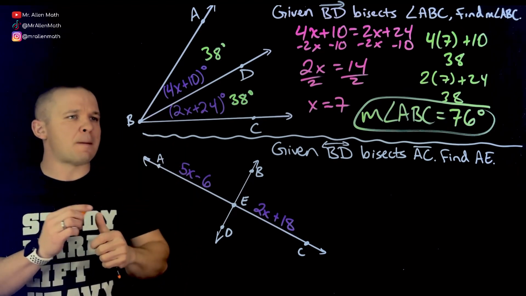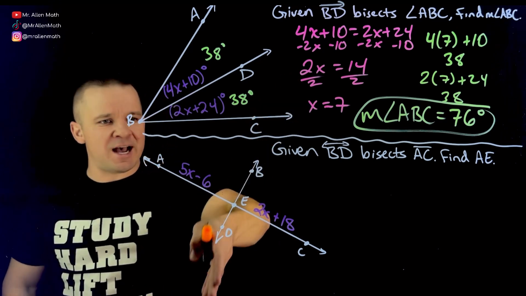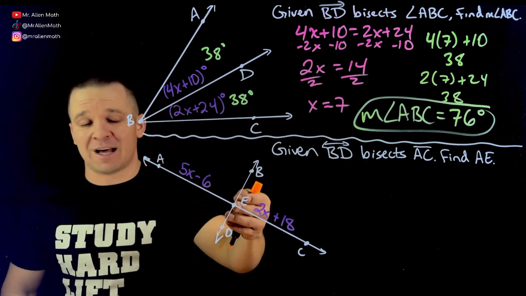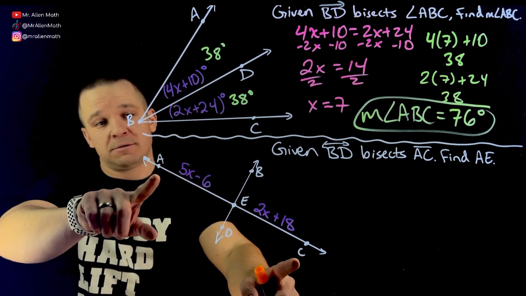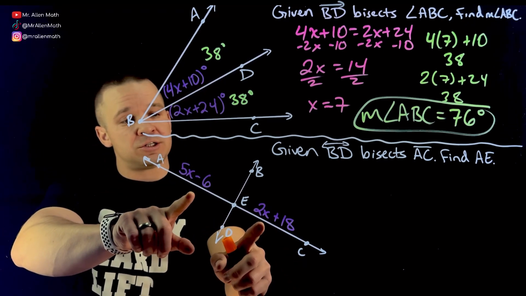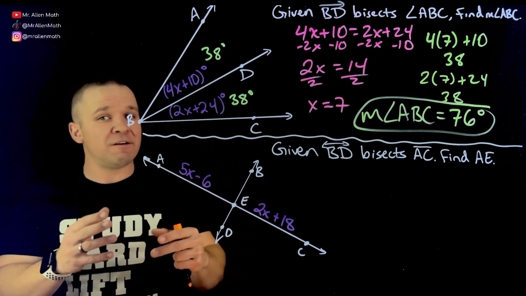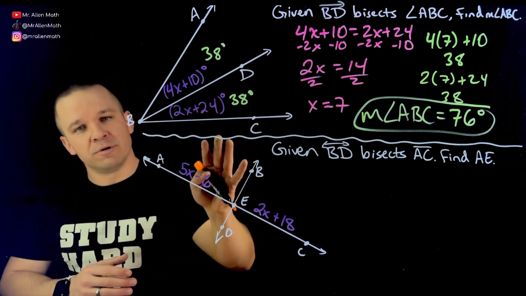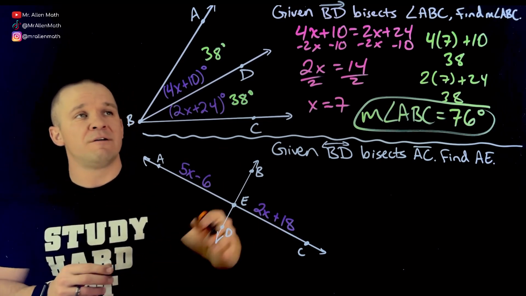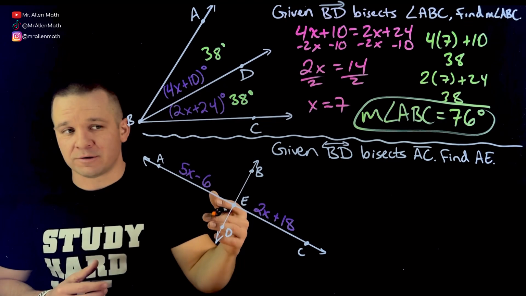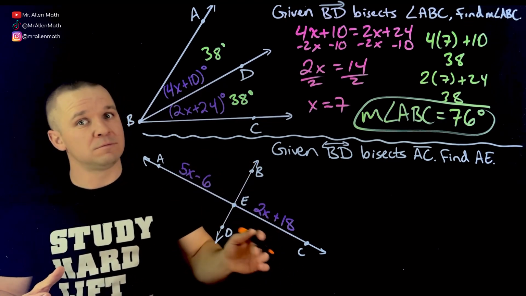Next one. Given BD bisects AC, find AE. Well, if BD is bisecting AC, this line segment, it splits it into two congruent parts. So these two are once again equal. So bisecting an angle or bisecting a segment gives me congruent angles or congruent segments, depending on what is being bisected. That's important. If I'm bisecting an angle, I get two congruent angles. If I bisect a line segment, I get two congruent line segments. Not the other way around.